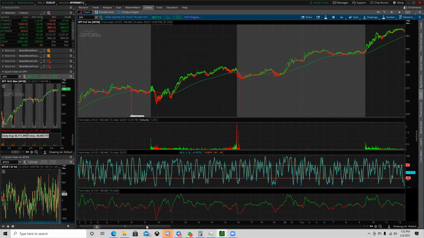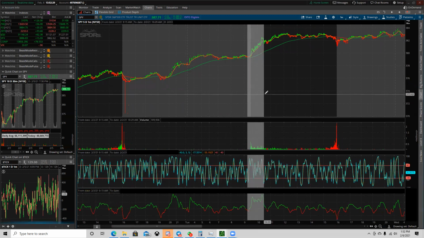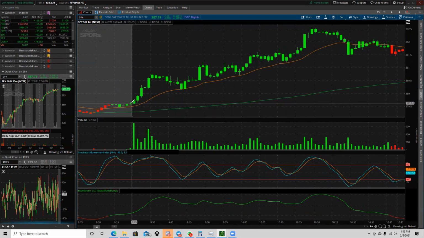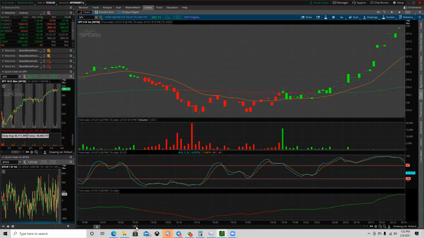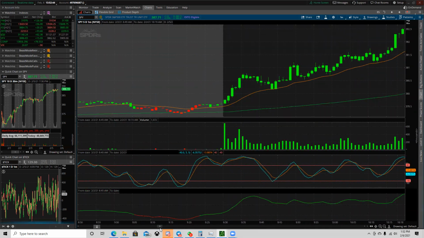Then we come and do it the same exact thing the next day. Out the gate method. What color's our line? Beast Mode Boogie's green, candle's green. We took calls here. Look what happens. We get another 40, 50 cent move real fast. There's two winners. Now we come here, fast forward to the next day.